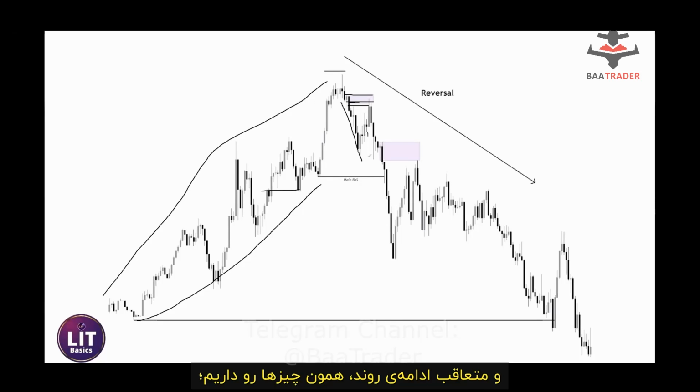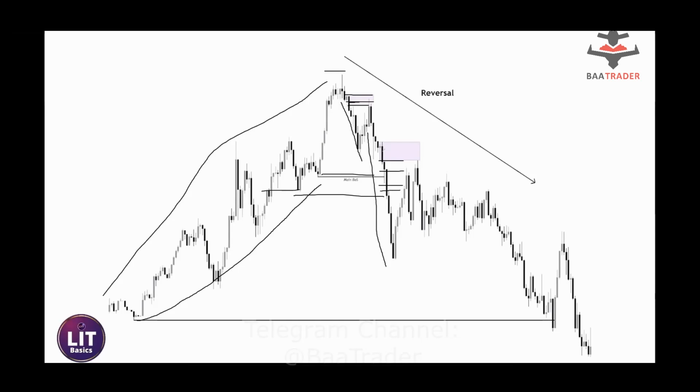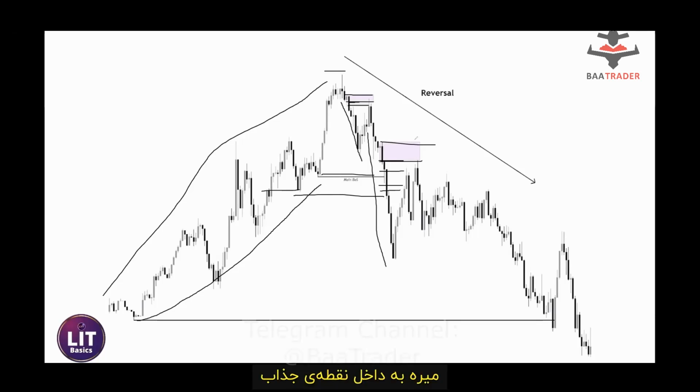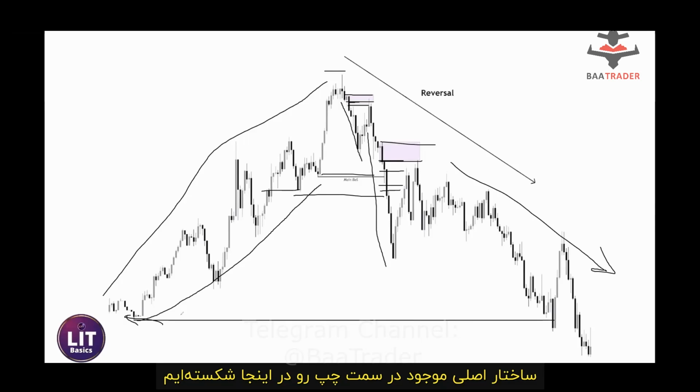And then upon the continuation, we get the same thing. So now we've broken structures to the left, but we also now have the same thing where we have our imbalance zones between here, as well as a POI, the only remaining one. Okay, so then what happens is price mitigates into the POI, and then we get our continuation downwards, again breaking the main structures to the left over here.